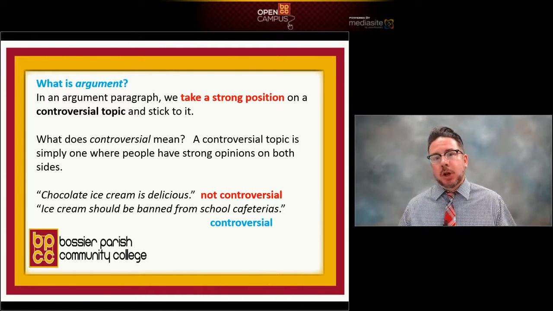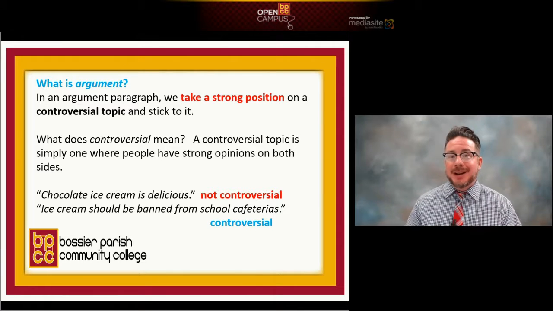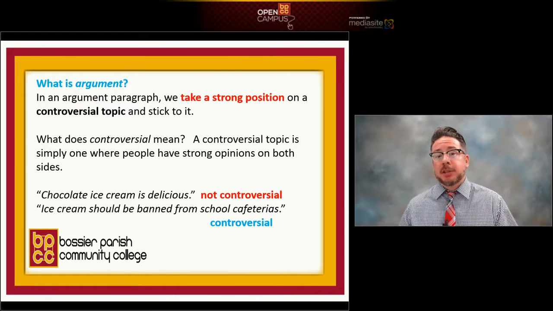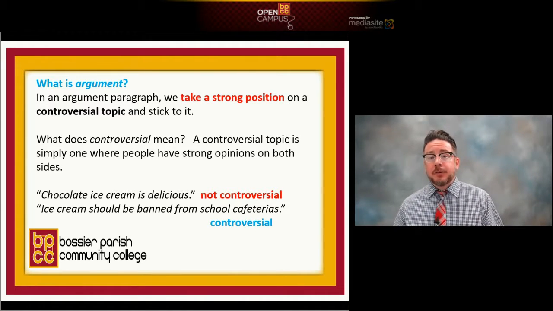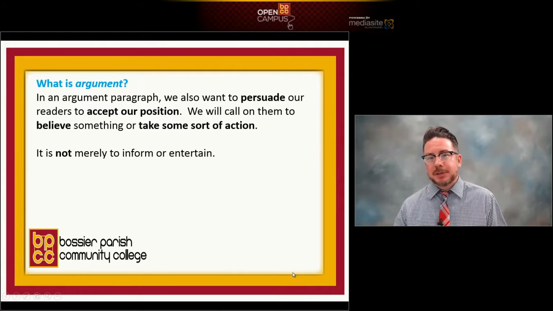Now, what does the word controversial mean? We all know basically the connotation of that word, but what does it really mean? Well, a controversial topic is simply one where people have strong opinions on both sides. So, for example, chocolate ice cream is delicious would not be a controversial statement, because even if there was somebody out there who doesn't like ice cream, or doesn't like chocolate ice cream, they're not going to have really passionate, strong feelings one way or the other. You're not going to get into an argument with someone over whether chocolate ice cream is delicious.